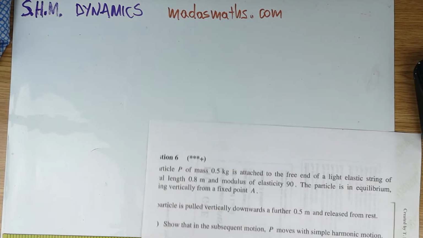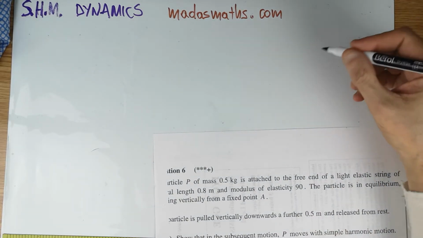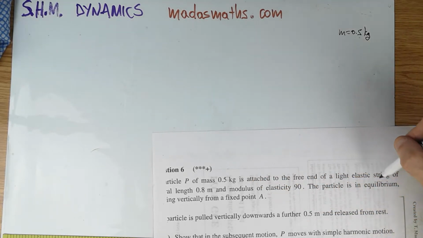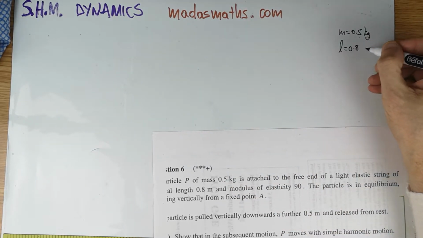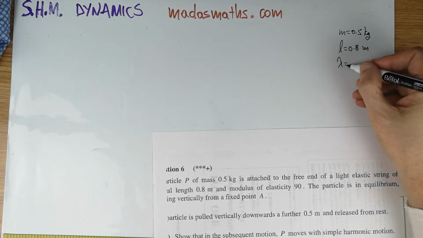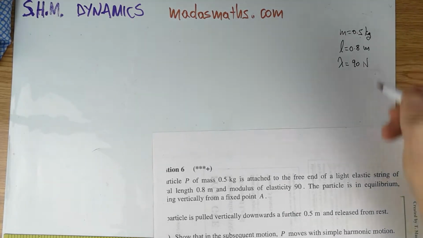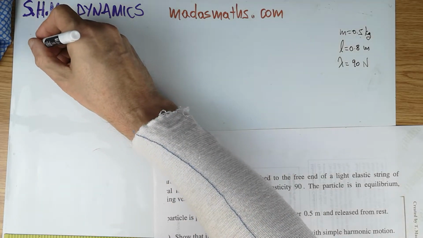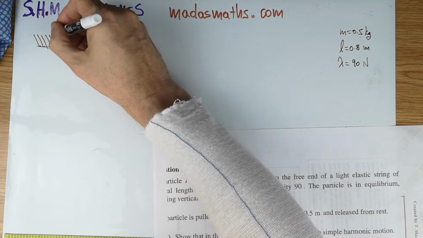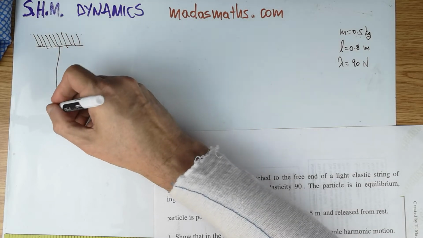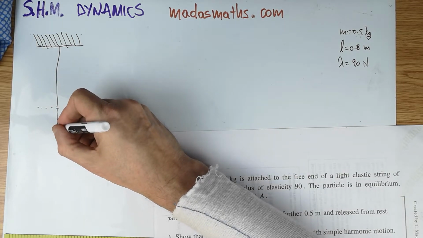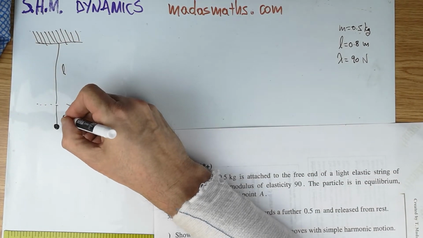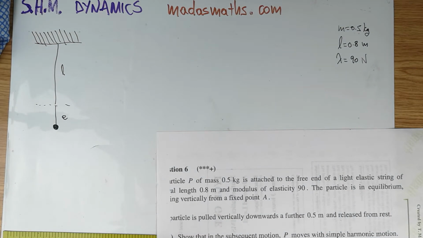So I'm going to record some of this information. First of all, mass of the particle 0.5 kg, light elastic string, natural length L 0.8 meters, lambda modulus of elasticity 90 newtons. The particle is in equilibrium, hanging vertically from a point A. So basically we've got some kind of ceiling, and this is the equilibrium position. That's L, and this equilibrium extension is E.